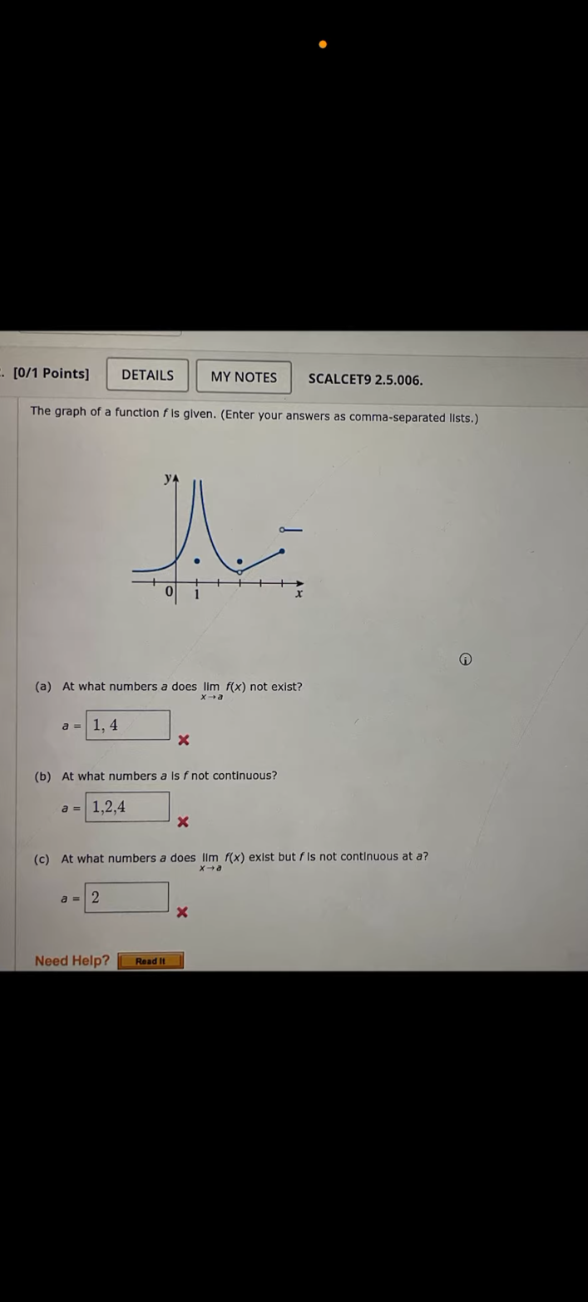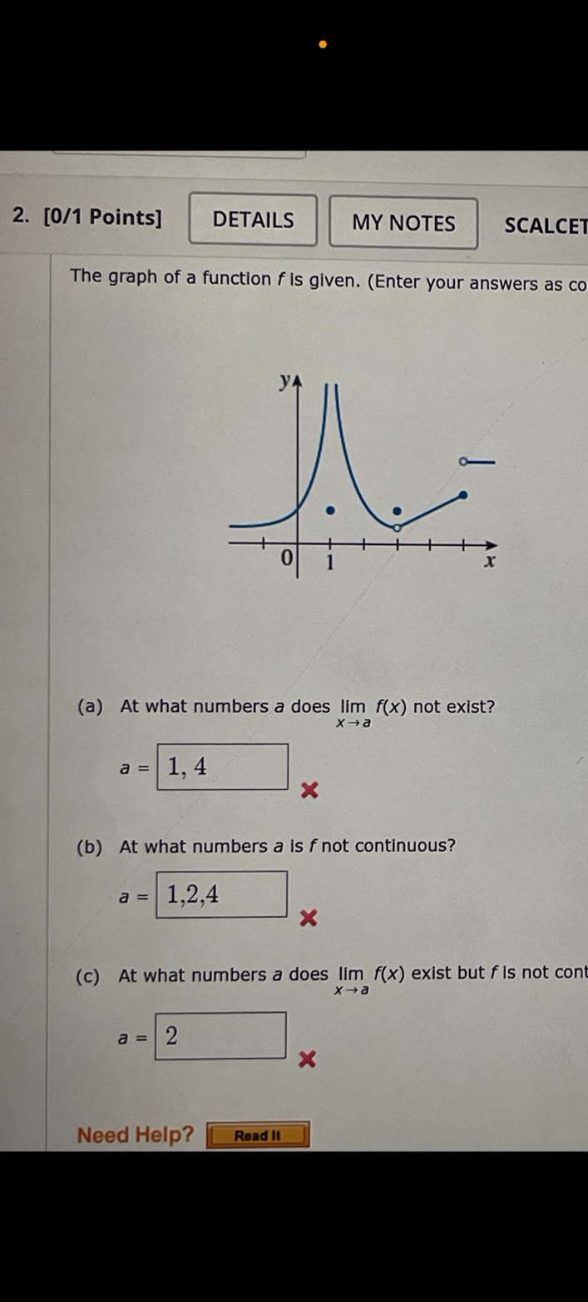This question comes from Calculus. It says that the graph of a function is given. Enter your answers as comma-separated lists. So the first question says, at what number a does the limit as x approaches a of f of x not exist? It looks like when I look at it, I see 2, right?